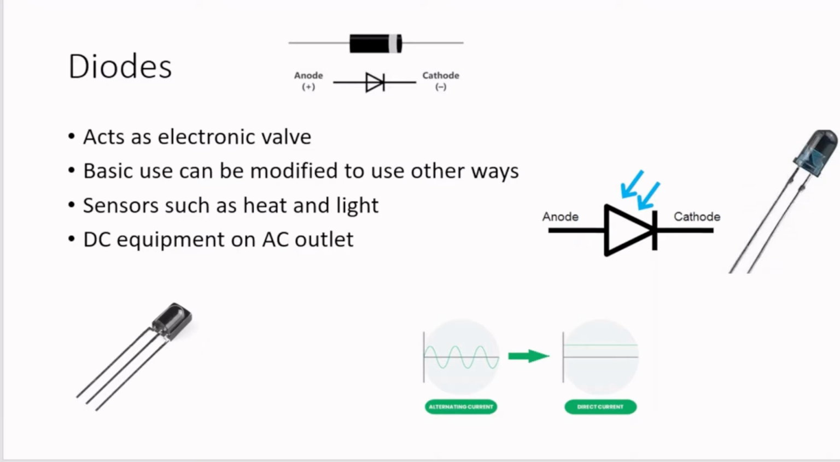They can become great sensors, such as heat and light sensors, and they can be used to connect our DC equipment to AC outlets, because they can convert AC current into DC current, which is another thing we'll see in the next video. Now let's see what happens when we make a diode: what is the equilibrium state, what is its idle state, and how it works in forward bias and reverse bias.